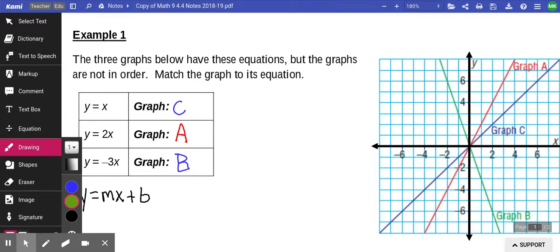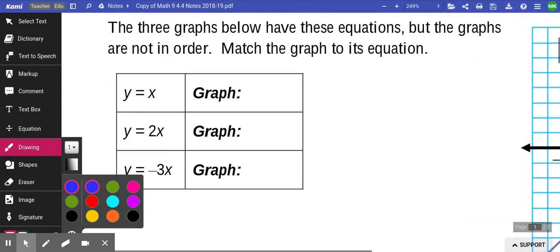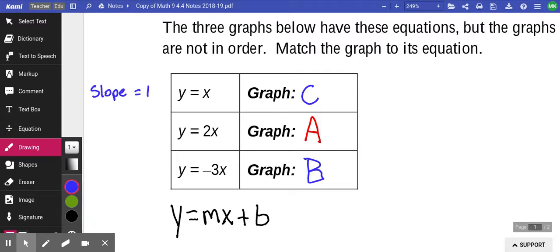So looking at these graphs, I have 3 different slopes. This one is a slope of 1. This one is a slope of 2. And this one is a slope of negative 3. If your slope is positive, it goes up from left to right. If it's negative, it goes down from left to right. There's only one negative slope here.